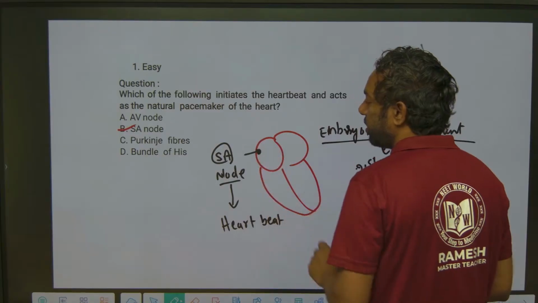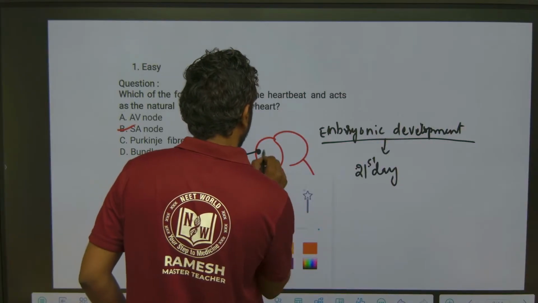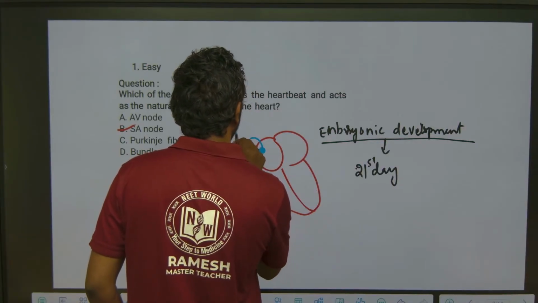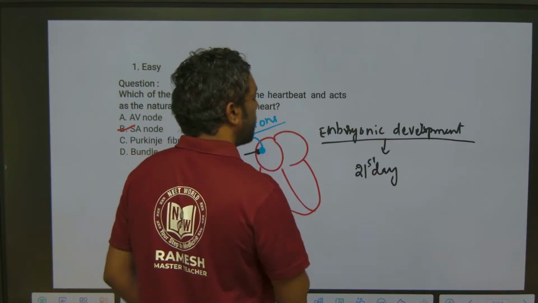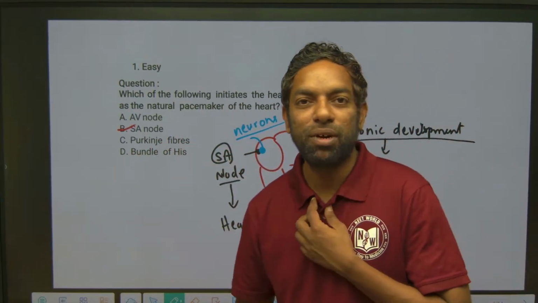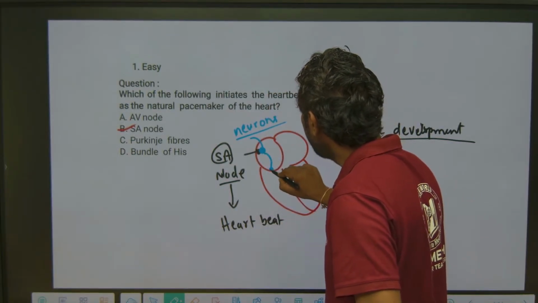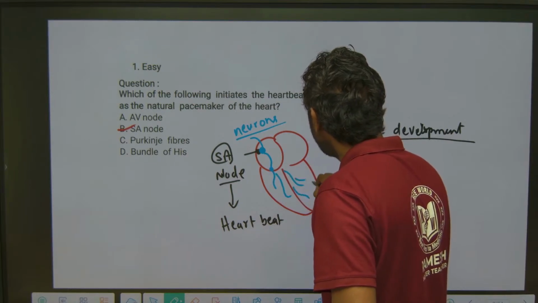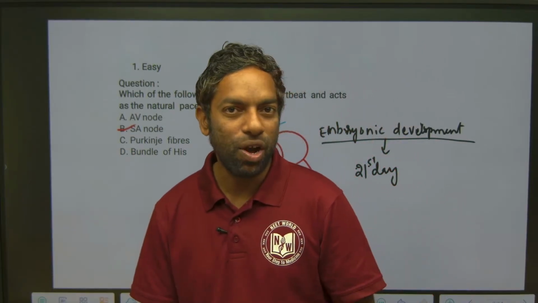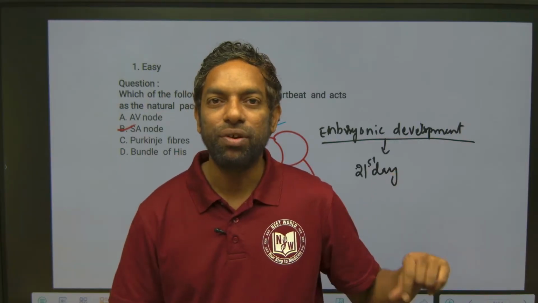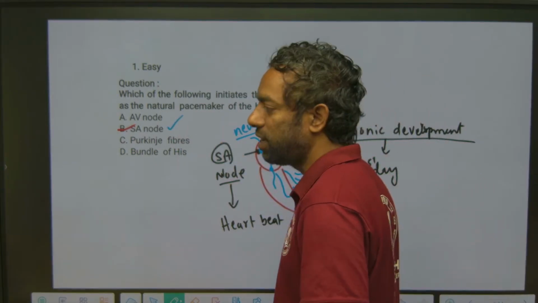The SA node is a place which has a high bunch of neurons. That's why the heart, a muscular chamber, is myogenic and neurogenic. The SA node carries the signal to the AV node, and finally it reaches all our ventricular muscles. The heartbeat starts at the SA node on the 21st day of embryonic development. SA node is the right answer for you guys.